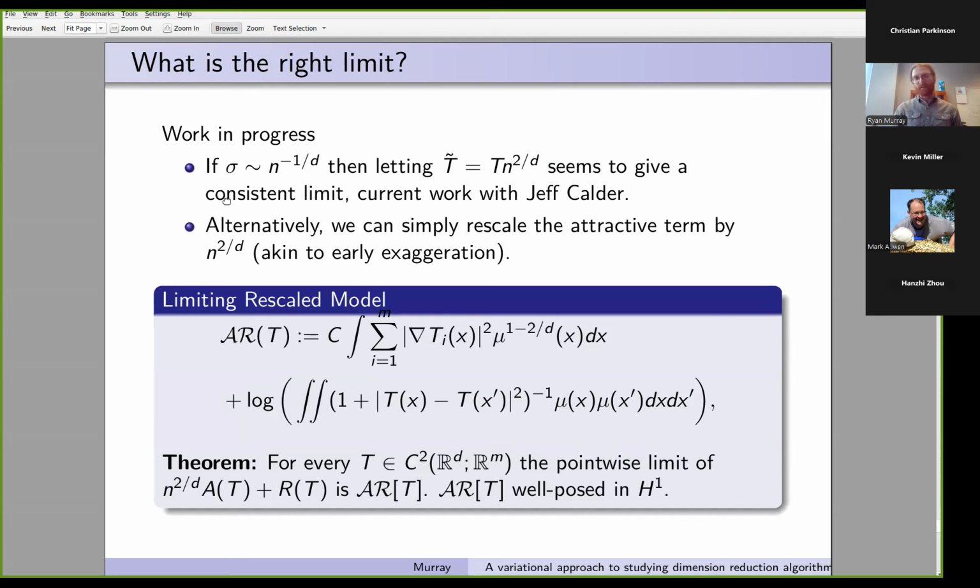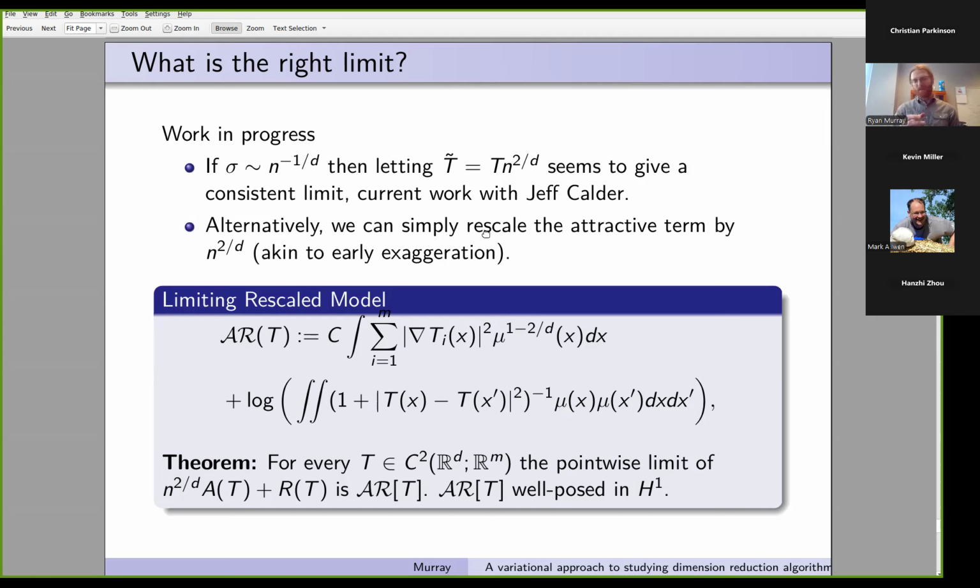How do you fix this? Well, there's kind of two options. One option is to try to rescale your outputs to see some interesting behavior, or to understand an appropriate limiting model. This is current work with Jeff Calder, and we have some pretty good starts on some analysis, which tries to identify what would happen in large data limits.